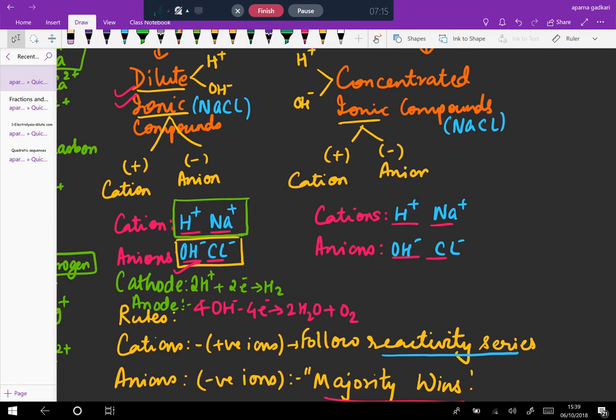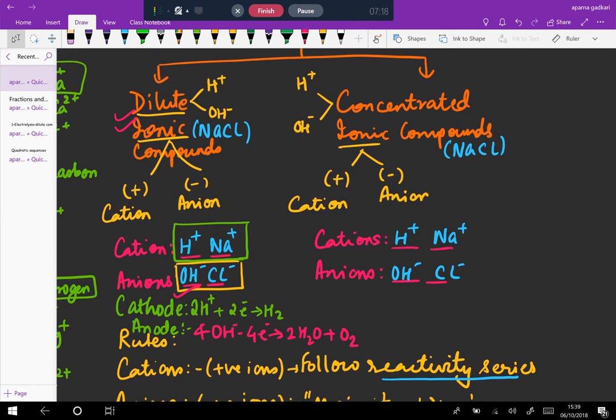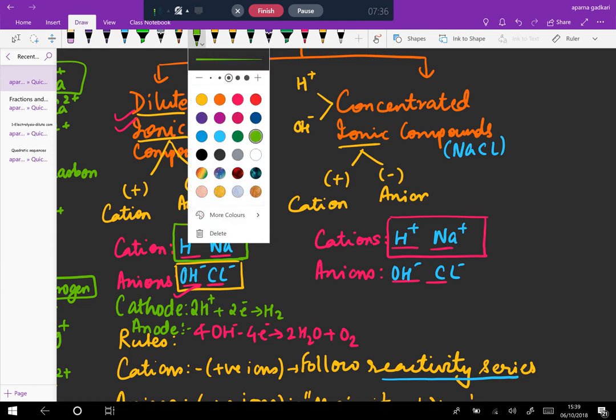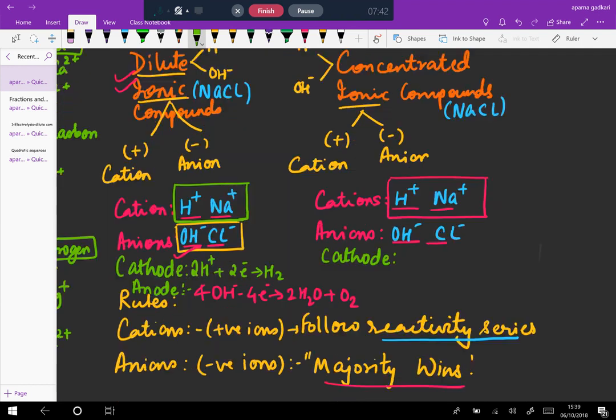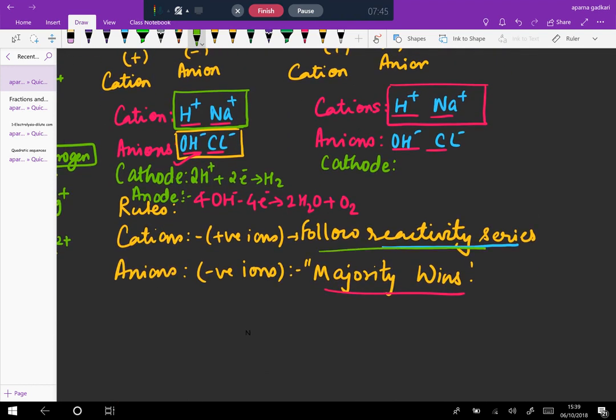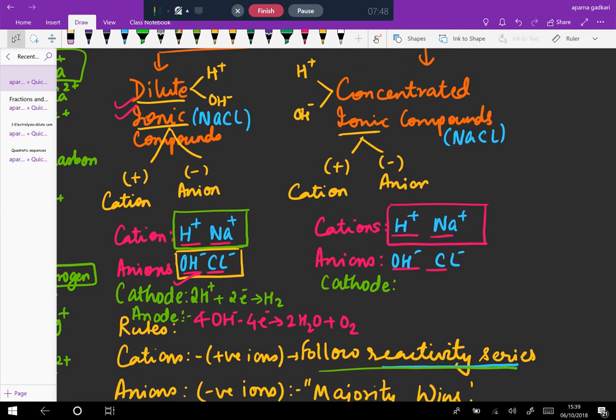Also, let us now find out the products of electrolyzing concentrated ionic compounds. Now again, as you can see, there are two cations here, and we need to decide which cation is going to be liberated. So at the cathode, you know that the cations always follow the reactivity series. So just now we saw that between H plus and Na plus, H plus is lower down. So at the cathode you will have 2H plus plus 2e minus gives you H2 gas. So H2 gas will be liberated.